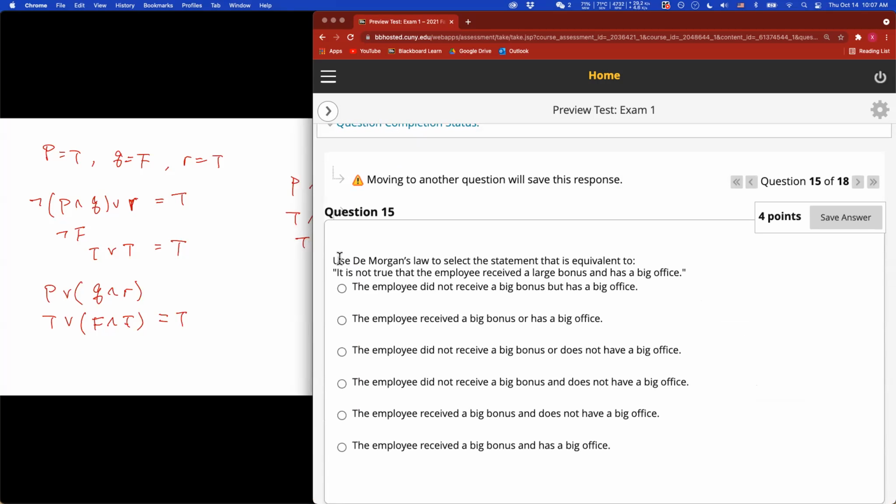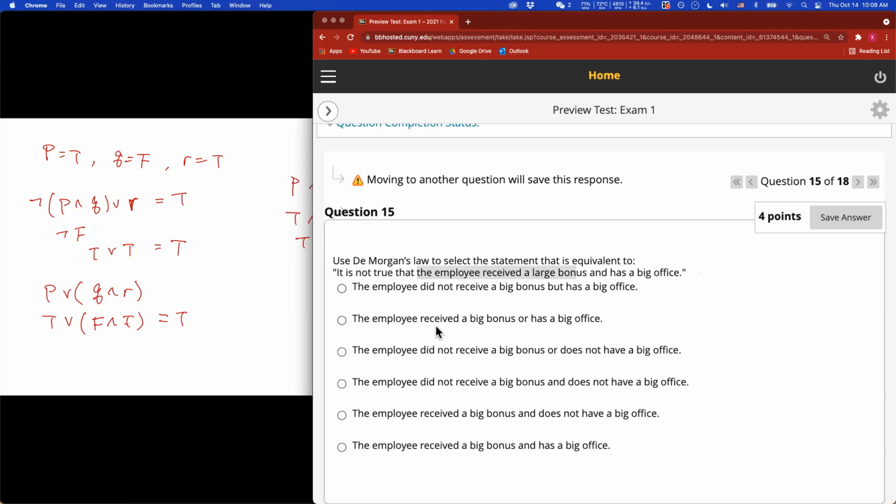Okay, so here you want to use De Morgan's law to find which of the following statements is equivalent to it's not true. So you want to negate the employee receives a large bonus and has a big office. So you want to negate that, right? You can think of it as P and Q. So you want to negate the P and Q relation. So you need to negate both and then change the and to or.